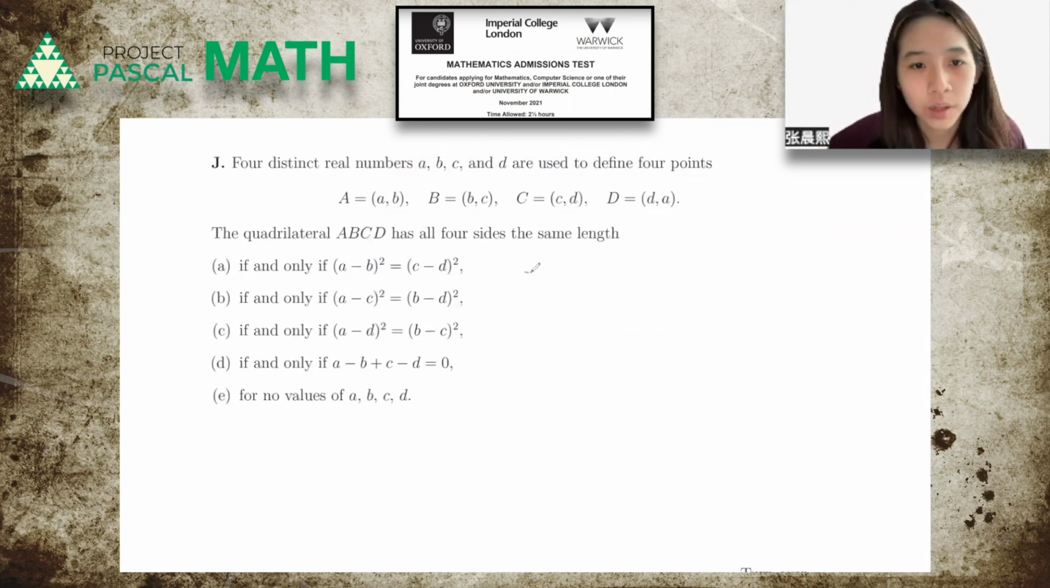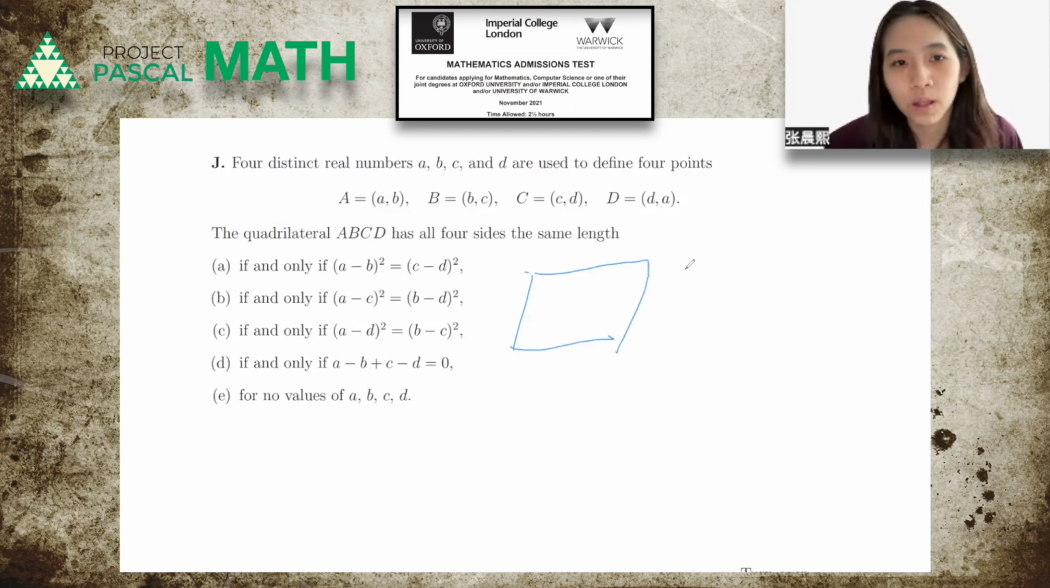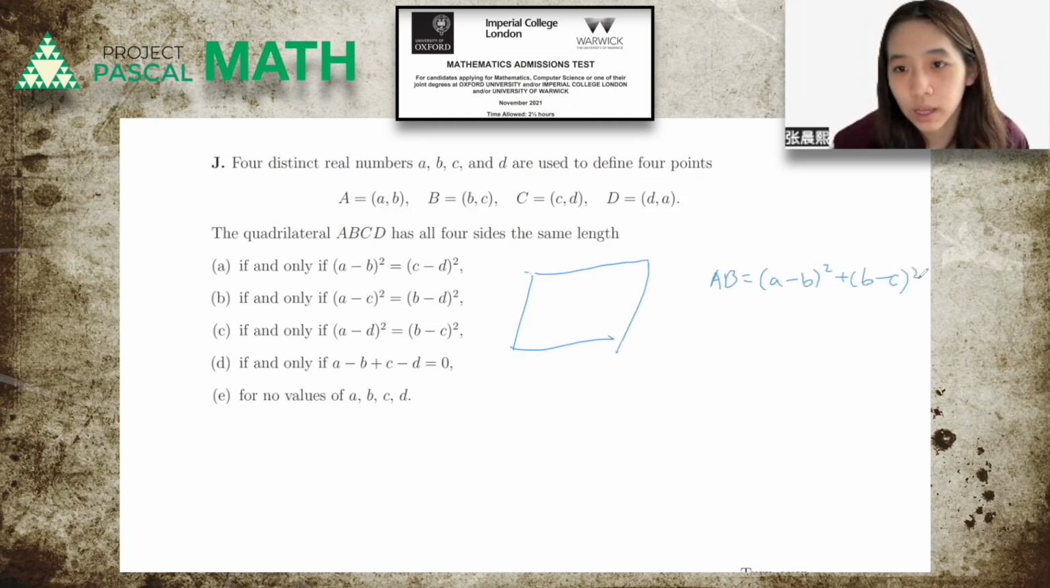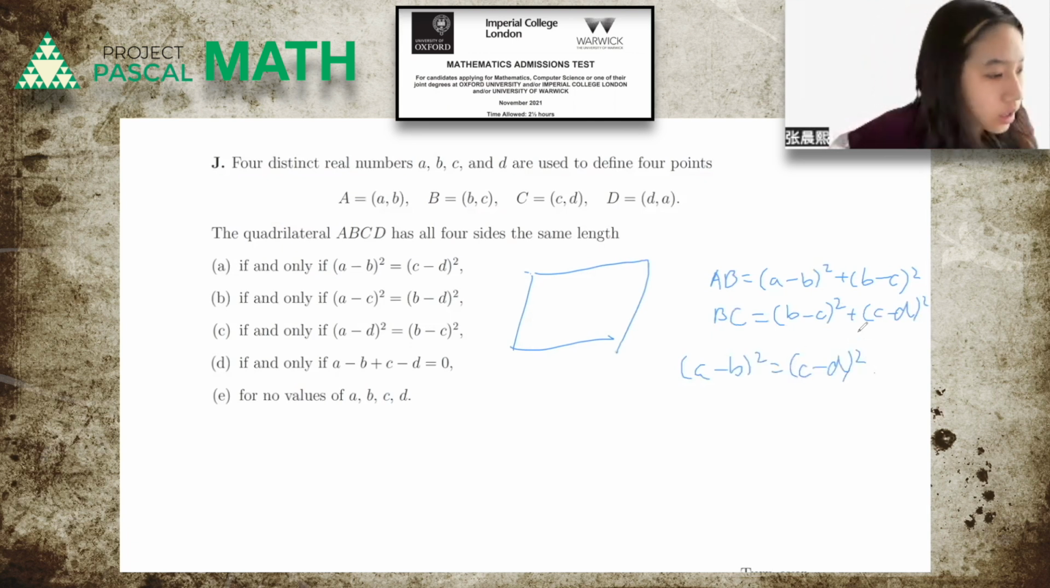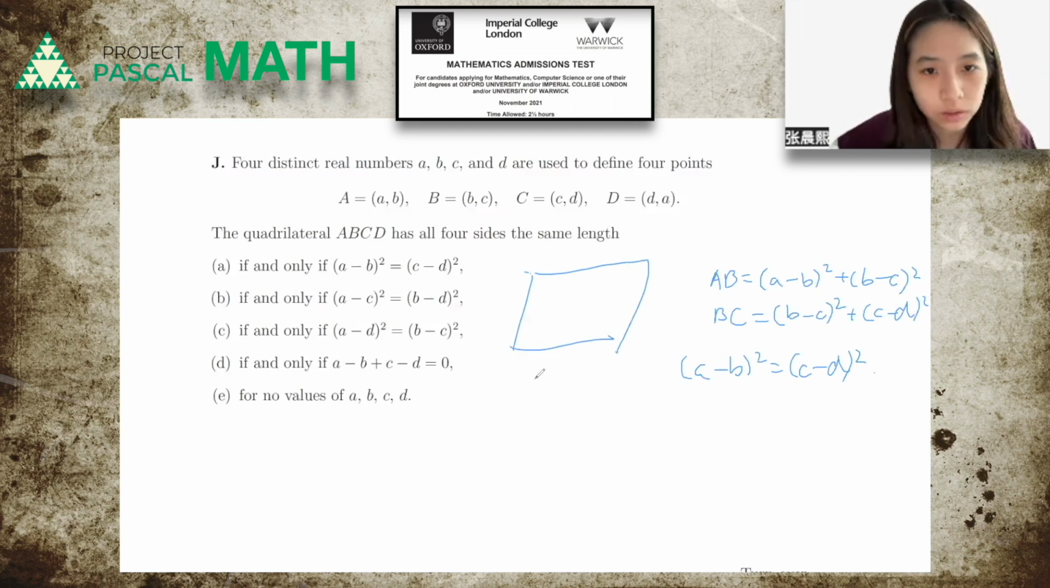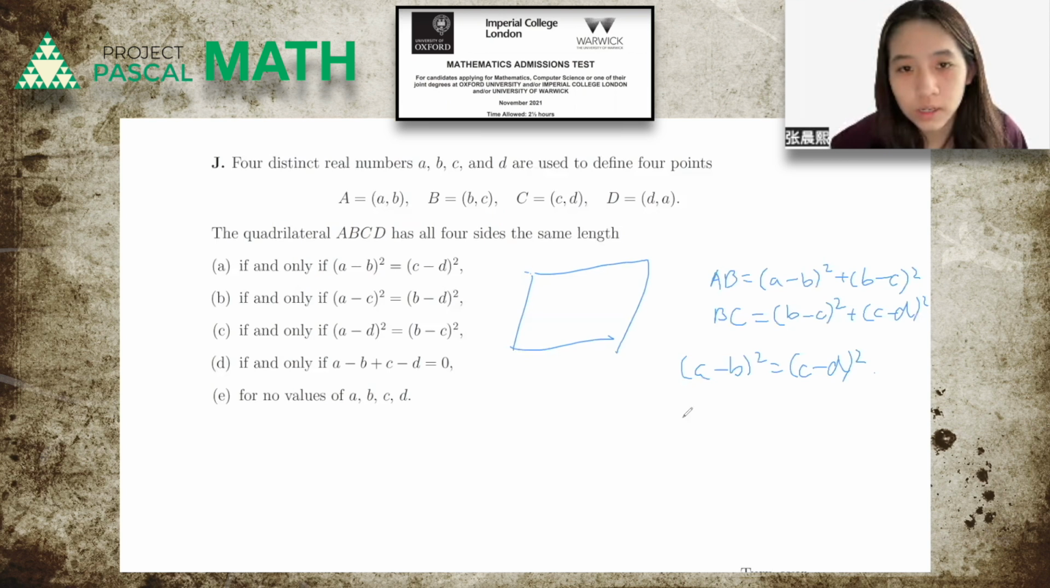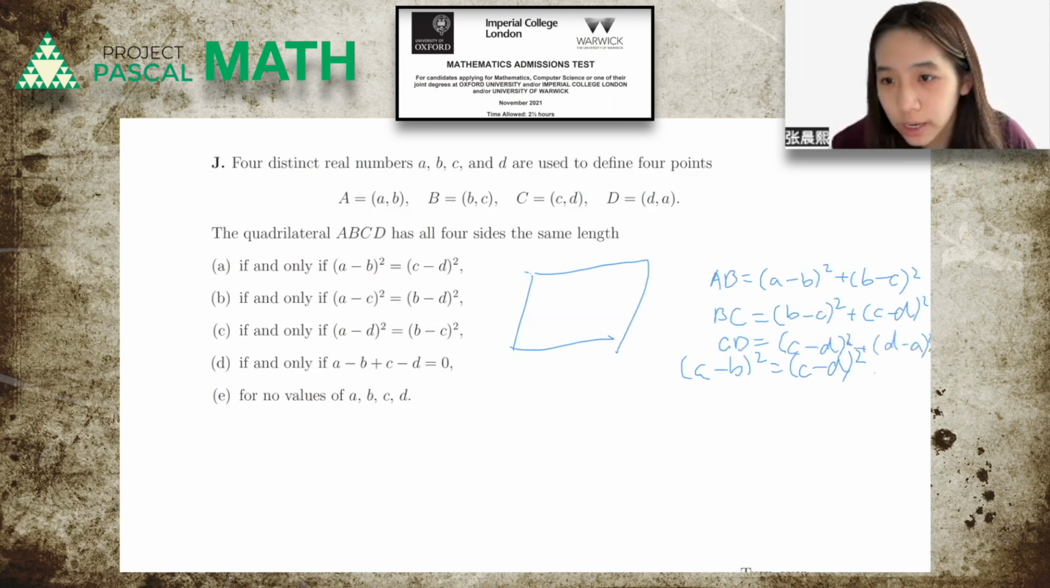Okay, so they ask if it has four sides the same length. So like AB is equals to A minus B squared plus B minus C squared, and BC is equals to B minus C squared plus C minus D squared, and so A minus B squared equals to C minus D squared. And so, well, you continue doing this for CD as well, which is equals to C minus D squared plus D minus A squared. And you know that B minus C squared is also equals to D minus A squared.